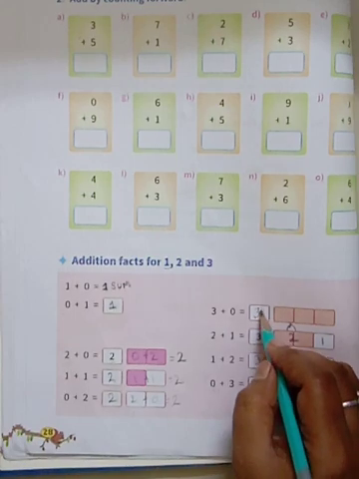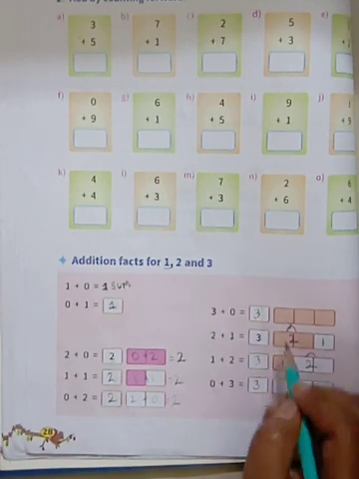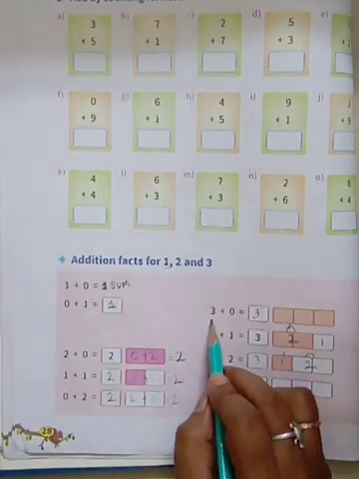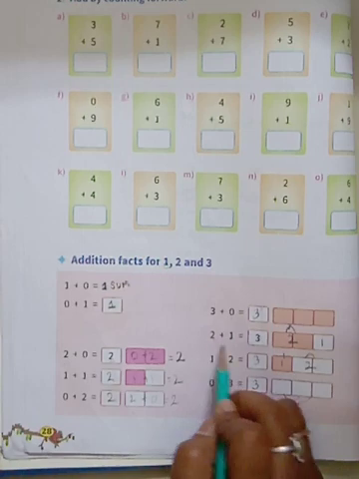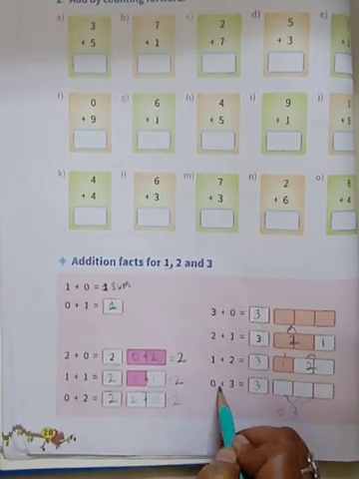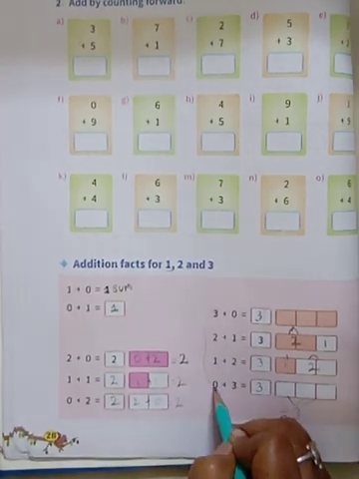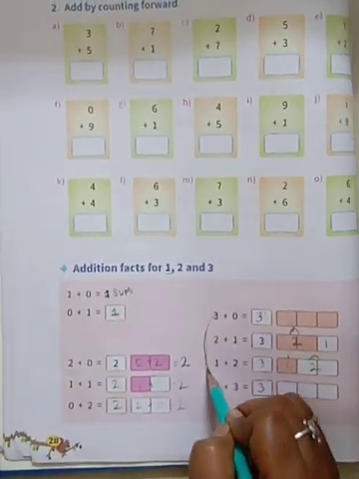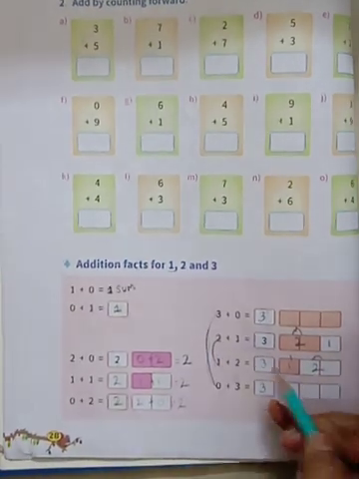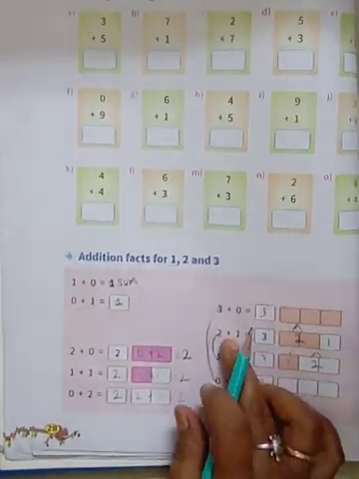If you want to get the answer, that is the sum, as 3, it can be added in different ways: 3 plus 0, 2 plus 1, 1 plus 2 or 0 plus 3. So this is the opposite of this, you can see, and this is the opposite way of this particular problem.